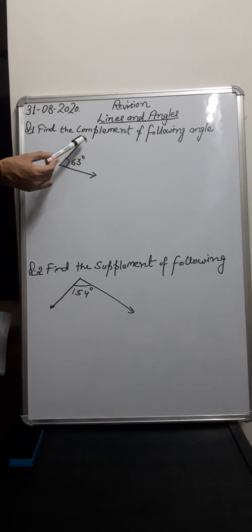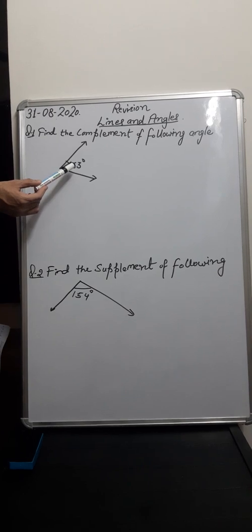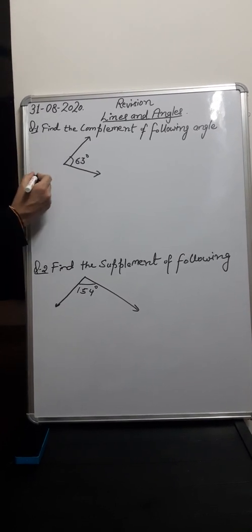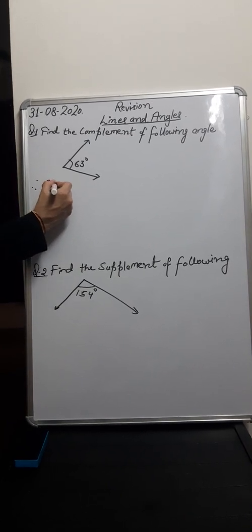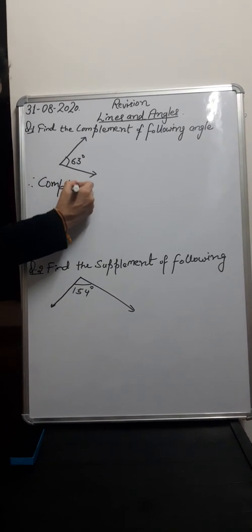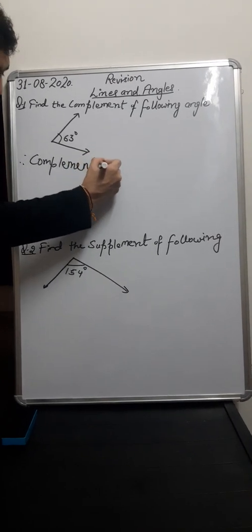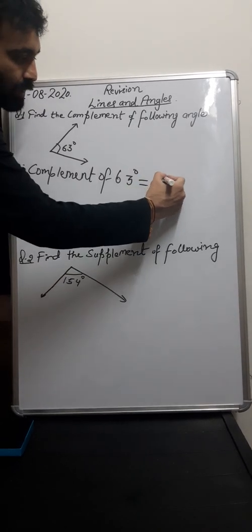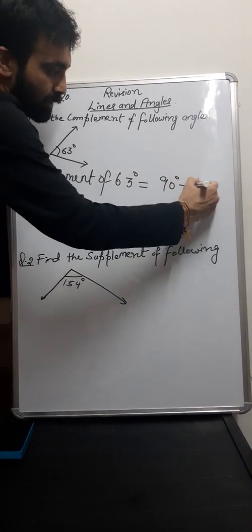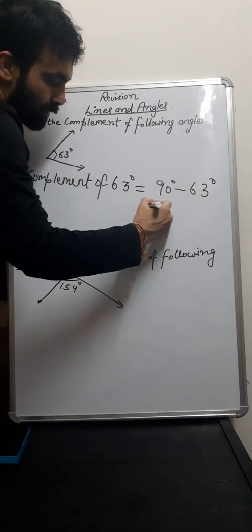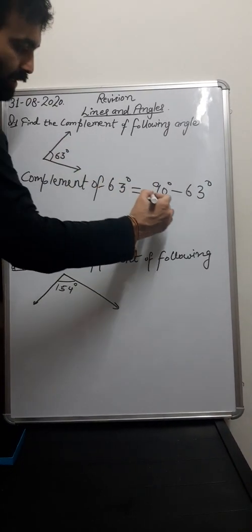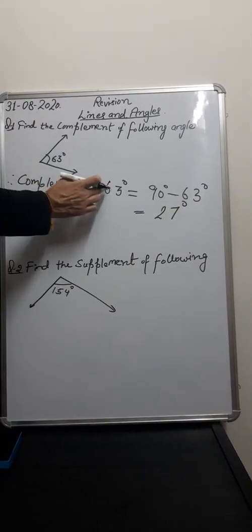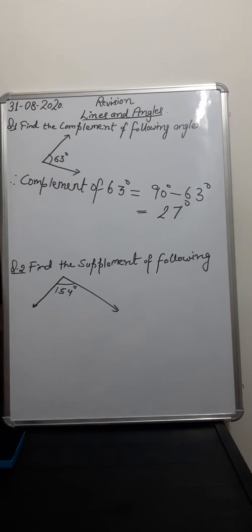The angle given is 63 degrees. So the complement of 63 degrees will be 90 degrees minus 63 degrees, and the answer you will get is 27 degrees. So here the complement of 63 degrees is 27 degrees.